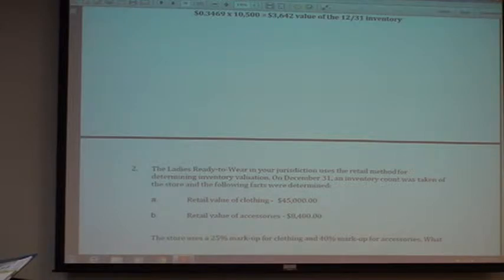So this is the retail markup method. This is not unusual in retail, to have different markups on different types of property.